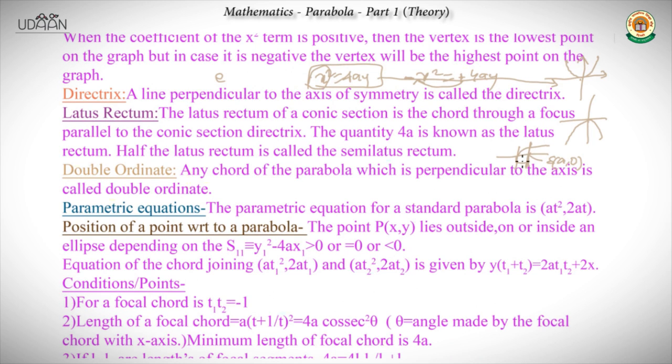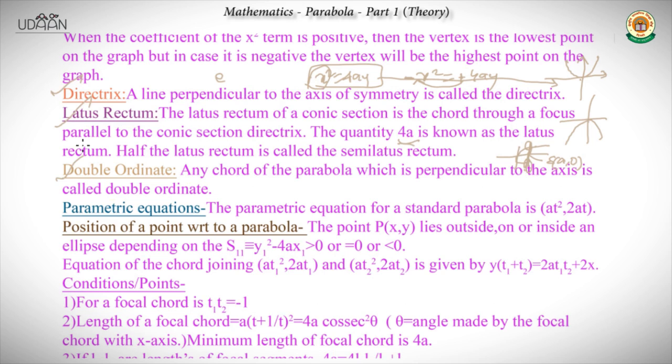So when we substitute this line in the parabola to find the points of intersection and find the distance, you will get it as 4a. It is the length of the latus rectum. Half the latus rectum is known as the semi-latus rectum. Next, any chord of the parabola which is perpendicular to the axis is called the double ordinate of the parabola. So we need to remember all these terms: directrix, latus rectum, double ordinate, etc.